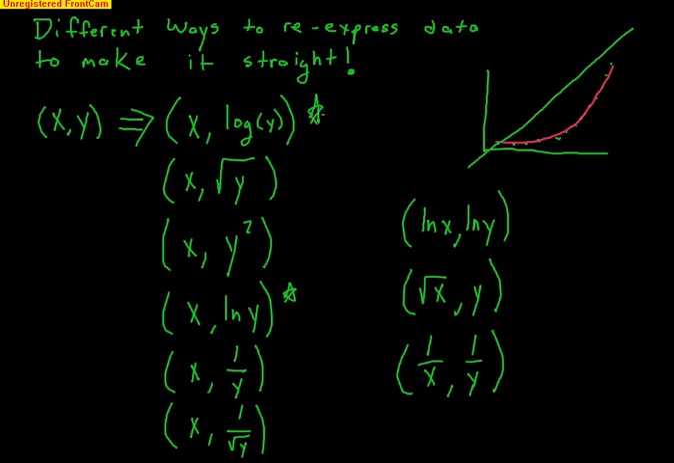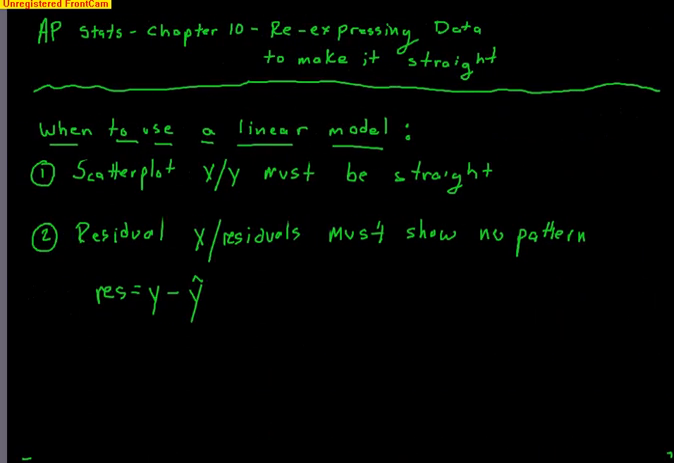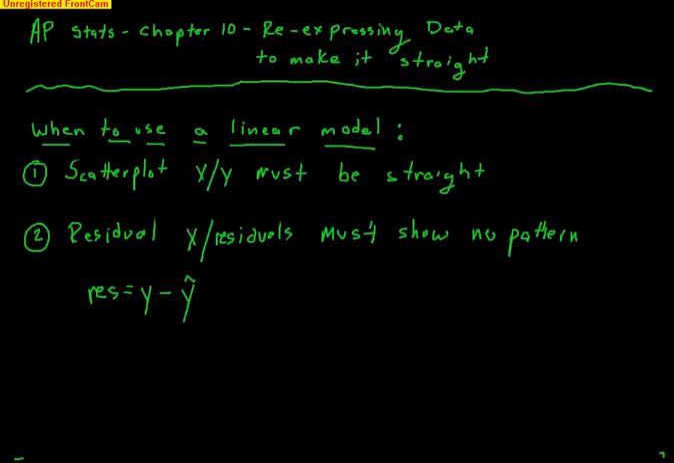But after you re-express the data, the idea is to then look at the scatter plot of your re-expressed data. Is it straight? Look at the residual plot of your re-expressed data. Is it showing no pattern? Okay, so that's kind of what the goal is here. Now, let's take a look at an example.